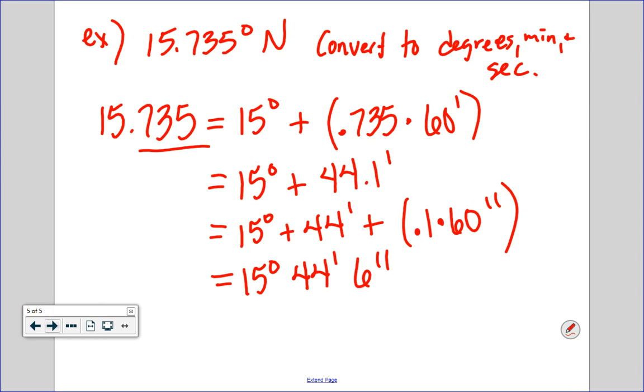Milliseconds? Decimal seconds. I don't know. Milliseconds are broken up into 100, though. That's where, yeah, instead of 60. That's why we just stop at seconds. All right. Any questions on what we just did there? Does that make sense? All right.